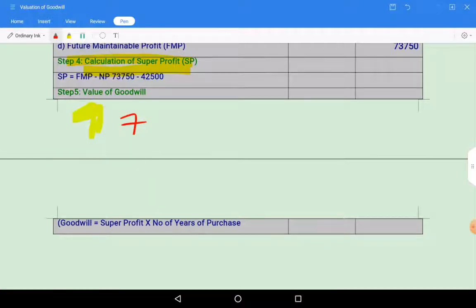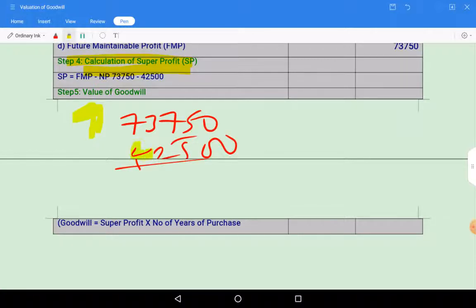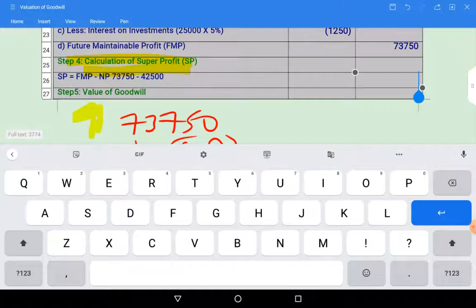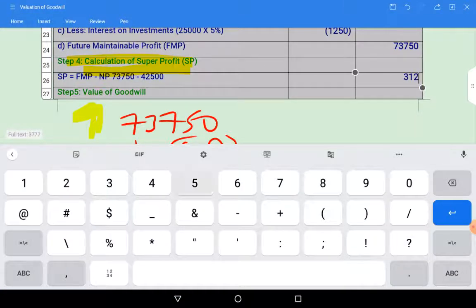73,750 minus 42,500. How much? 31,250. So the super profit is 31,250.